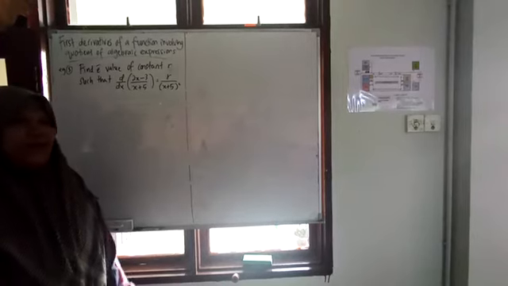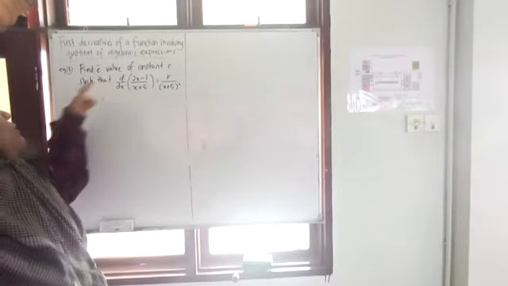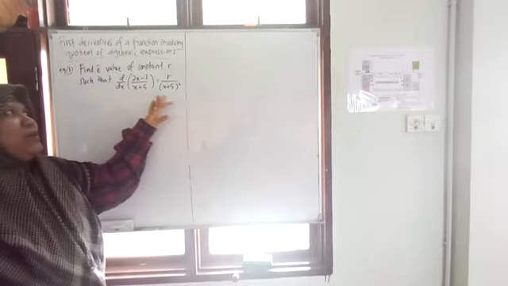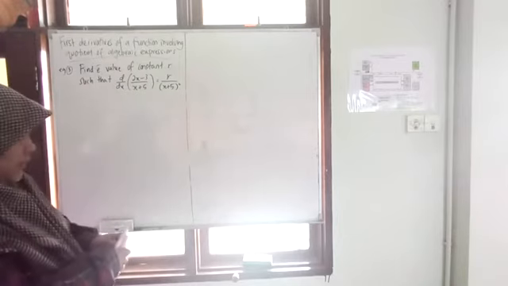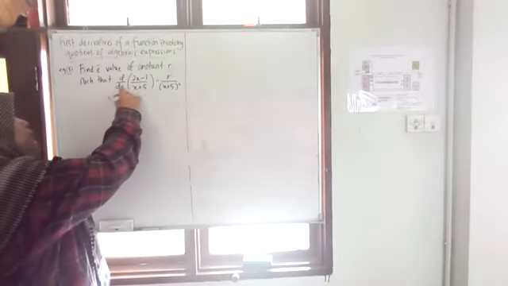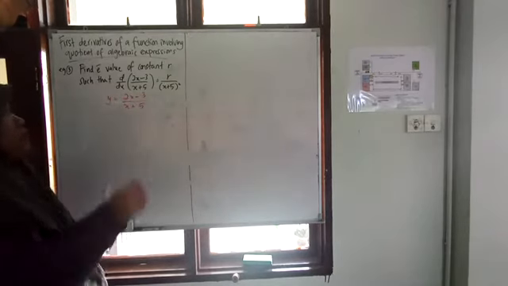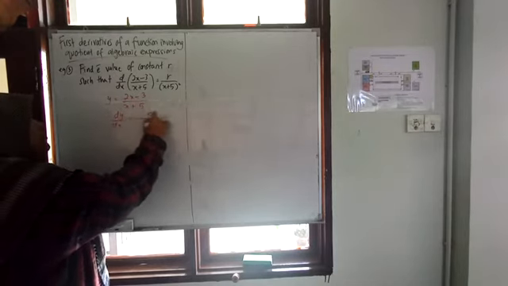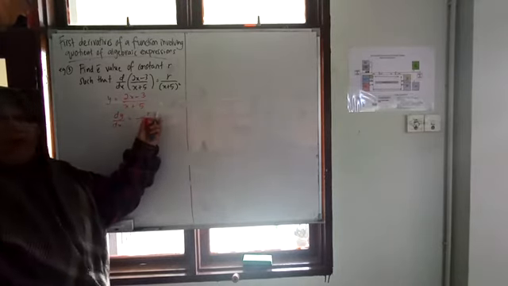Okay guys, let's look at the last example. Find the value of constant r such that d/dx of (2x - 3)/(x + 5) is equal to r/(x + 5) squared. As you can see here, what is our equation actually? Our equation is y = (2x - 3)/(x + 5). So from here, we need to know that dy/dx is equal to r/(x + 5) squared. So we need to find r. How can we find r?